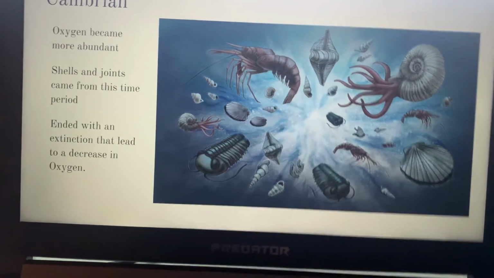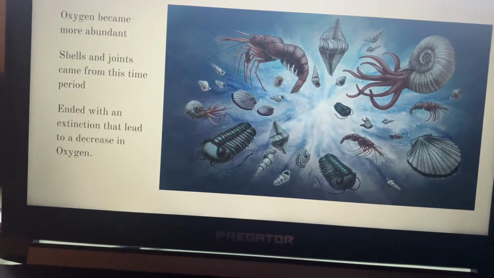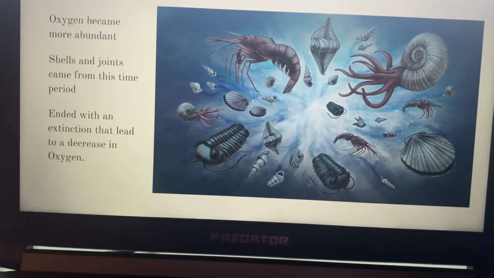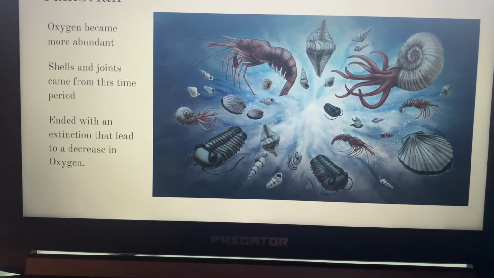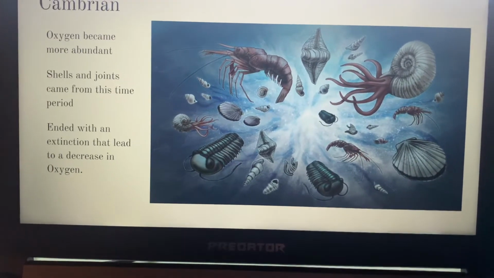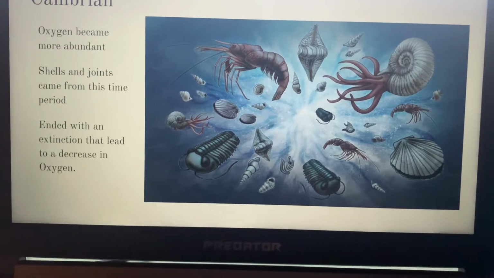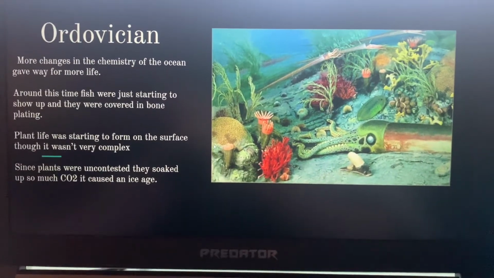And the end of the Cambrian also ended with, you probably guessed it, an extinction. This one was due to a decrease of oxygen. At the beginning, the reason why life popped off was because of oxygen. And with the limiting of it, a lot of the ocean life died at this time because there also wasn't any land life at this time. And this began the Ordovician.